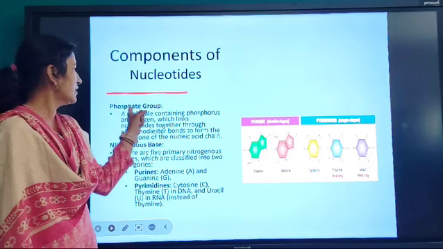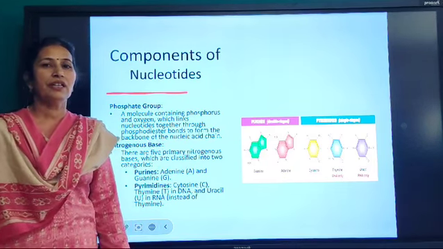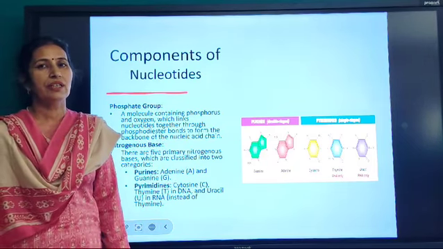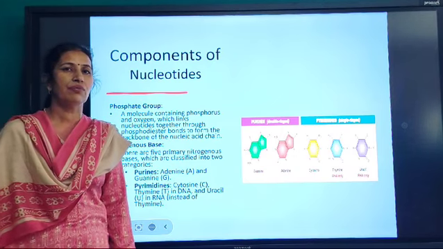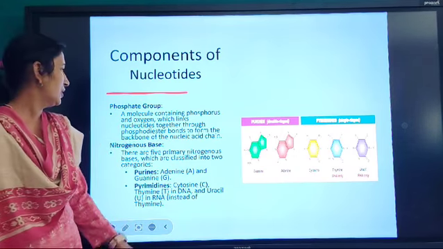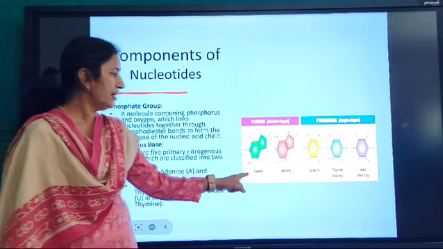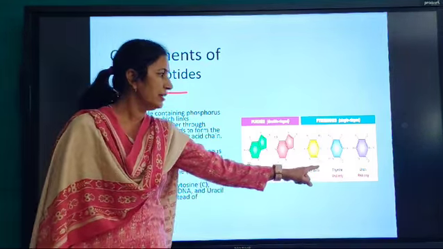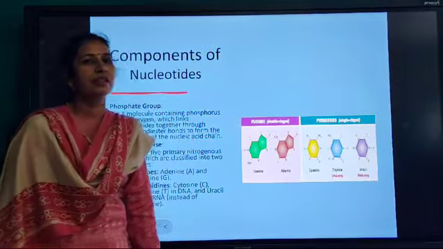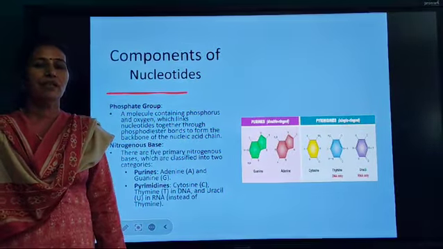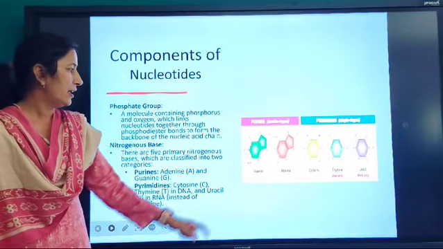The second component is the phosphate group. It provides the acidic nature to the DNA and helps in the formation of the phosphodiester bond. The third component is the nitrogenous base. Adenine, guanine, cytosine, thymine and uracil are the nitrogenous bases present in the nucleic acid.